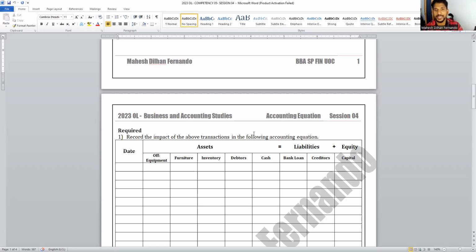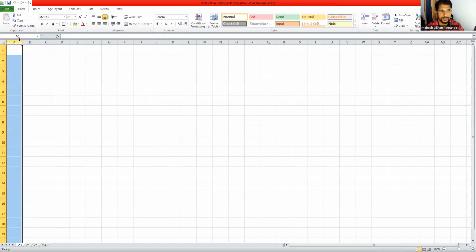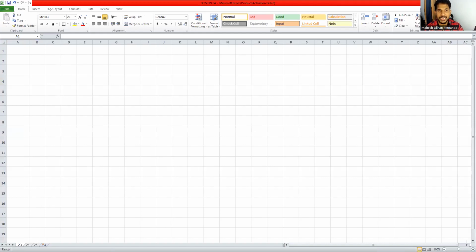So here there are 5 assets, as you can see, 2 liabilities and 1 equity. Okay, good. Let me show you how to draw the table. Once again, there are 5 assets, 2 liabilities and 1 equity.